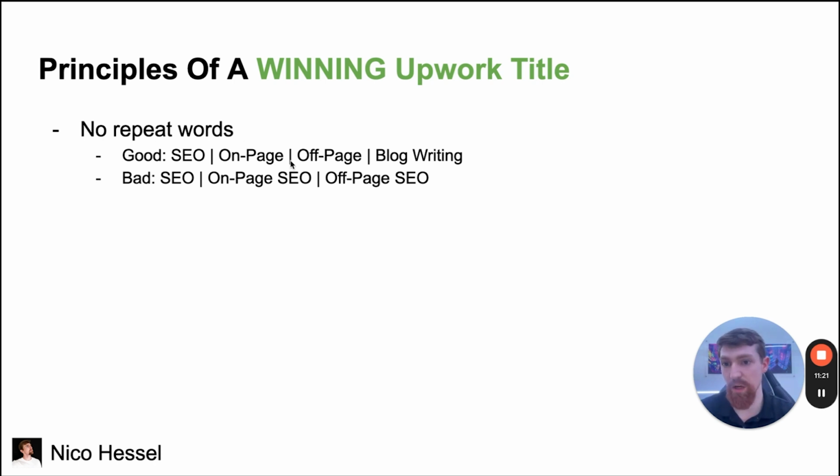And so you can see a good example and a bad example here, right? A good example would be SEO, on-page, off-page, blog writing, right? That's just a normal good example of a title. A bad example would be like SEO, on-page SEO, off-page SEO, right? Because you're wasting space and you're repeating words.